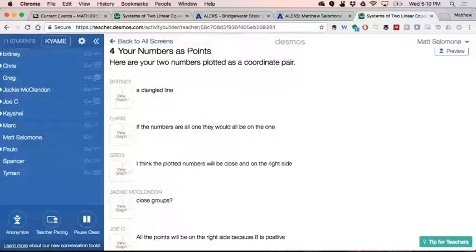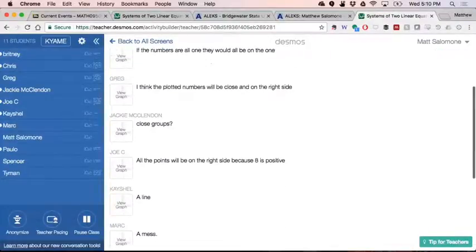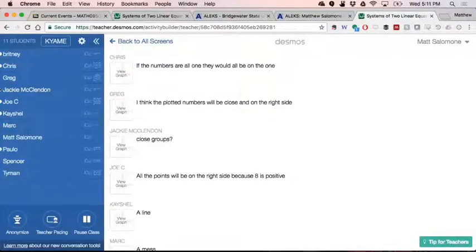All right, so I see some themes emerging in your predictions. If we were to plot everybody's pair of numbers as a point in our coordinate system, some things that a few of you were saying was that a lot of them are going to be close together, right? So Jackie and Greg are both thinking that probably a lot of us chose numbers that are kind of close to one another. We probably did. I mean, anytime we play that game of, think of a number from 1 to 100, most people tend to choose numbers that are kind of close together, right?